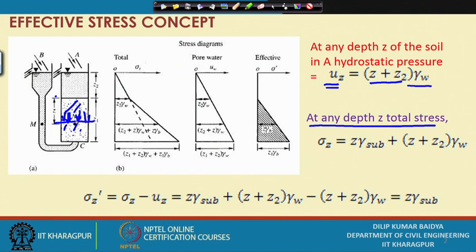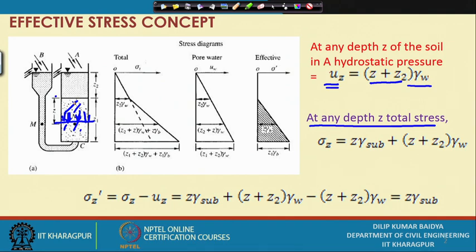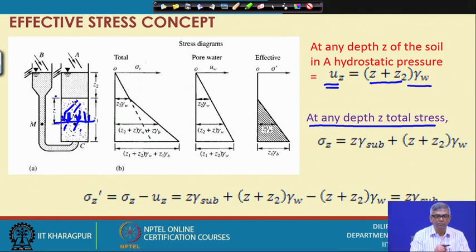To find out this total stress, we have to consider whatever is above this line, take the weight of that and divide by area. Since I can assume I am considering this over a unit cross section area, the weight itself will be the pressure. So, I first find out the weight of this and then the weight of this soil.